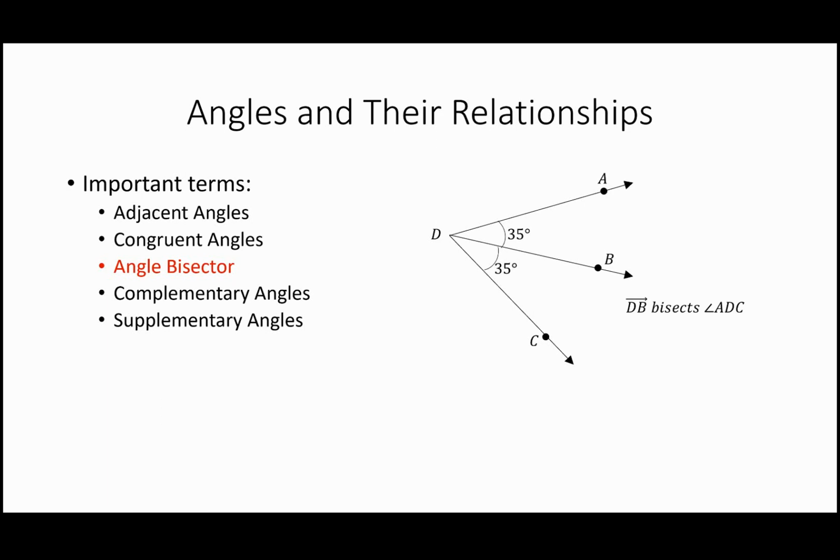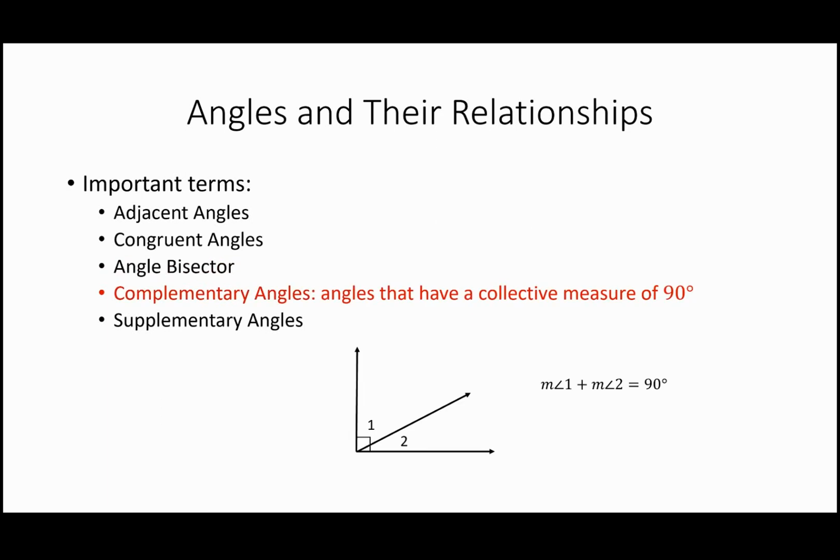Okay, moving on to complementary angles. What are complementary angles? These are angles that have a collective measure of exactly 90 degrees. So when you add up their measurements, they sum to 90 degrees. Now, notice in the figure that angles 1 and 2, which are defined as complementary by virtue of meeting the criterion of the definition, happen to be adjacent to each other, but that's not to say that complementary angles need to be adjacent or sharing a vertex to one another. They simply have to have their collective measure sum to 90 degrees.